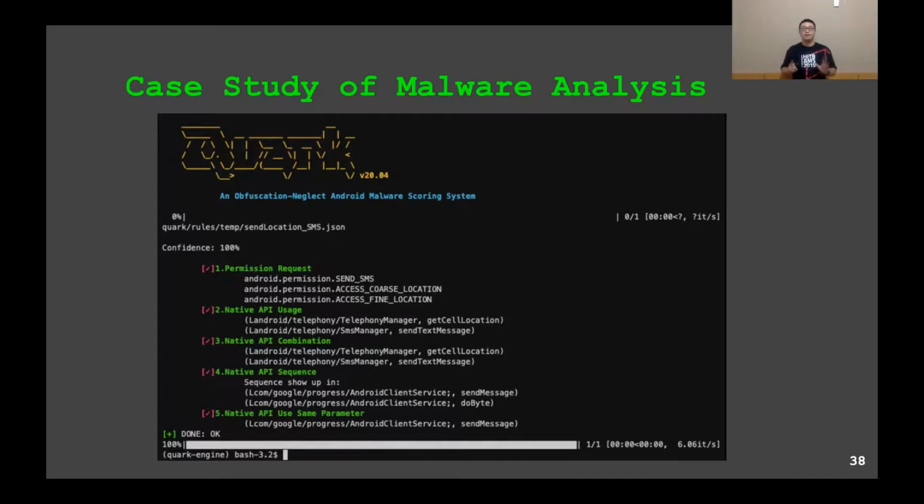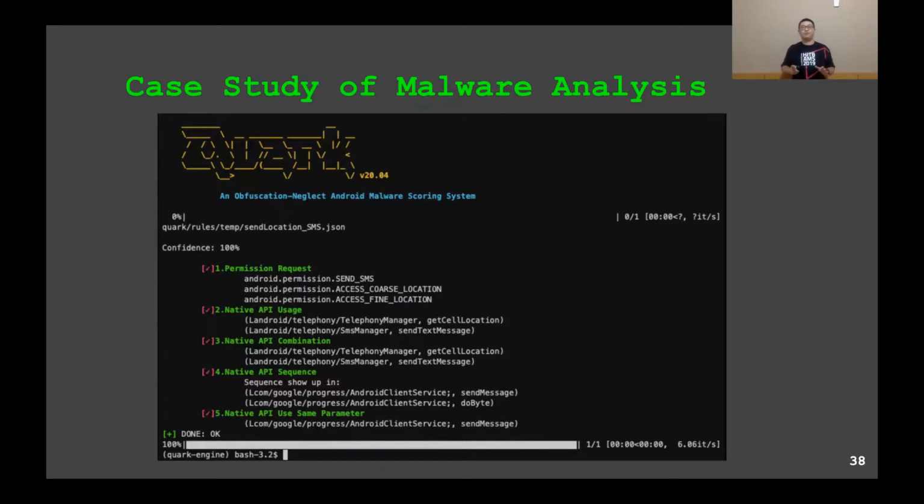So now let's think. If you're analyzing this malware and you want to trace the decompiled source code to see the evidence, how do you do it? Our suggestion is, if you're reading this detailed report generated by Quark Engine, you start reading backwards. That means you start from stage five.